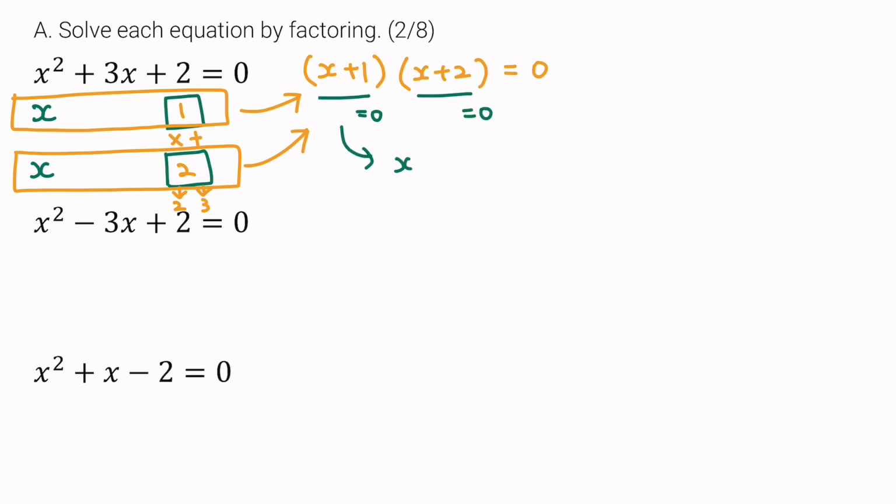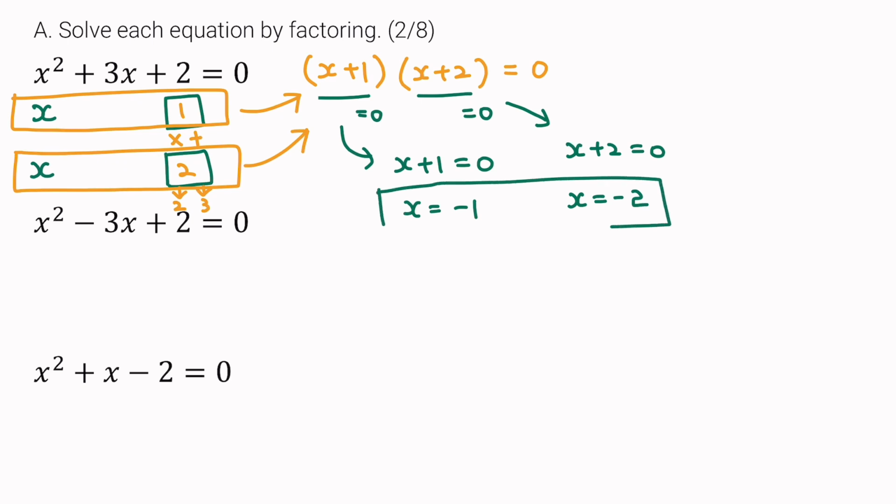And if x plus 1 is equal to 0, our x should be equal to negative 1. And if our x plus 2 is equal to 0, then our x should be equal to negative 2. And that's how I would derive two solutions or two values of x from this quadratic equation by factoring. So that's my final answer, and I'm going to repeat the same process for the second quadratic equation.